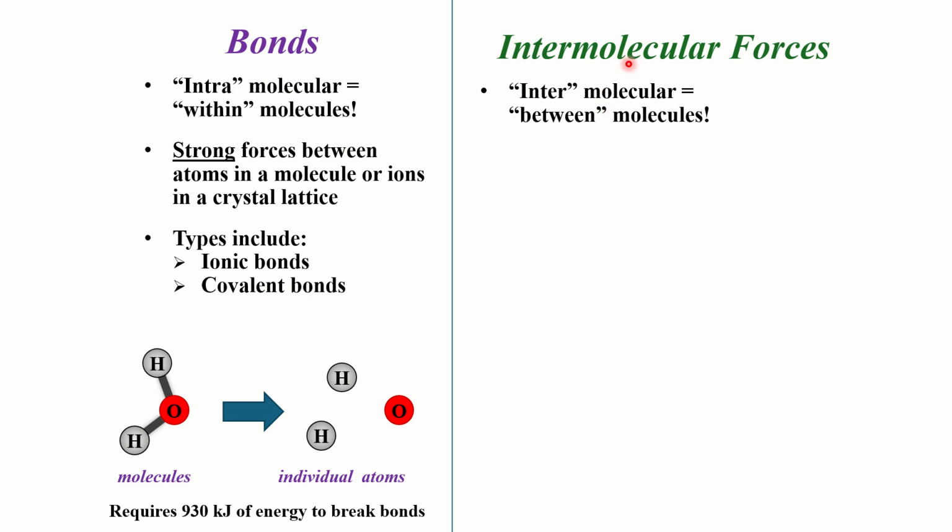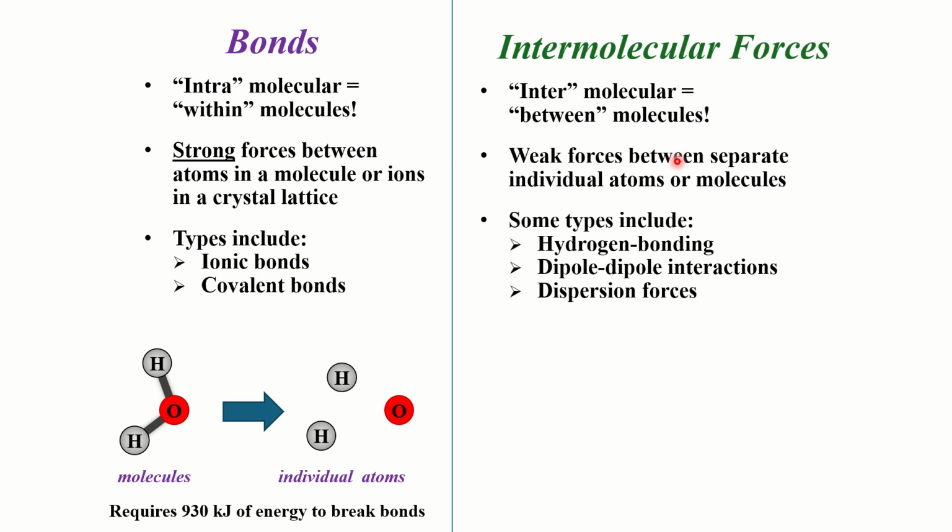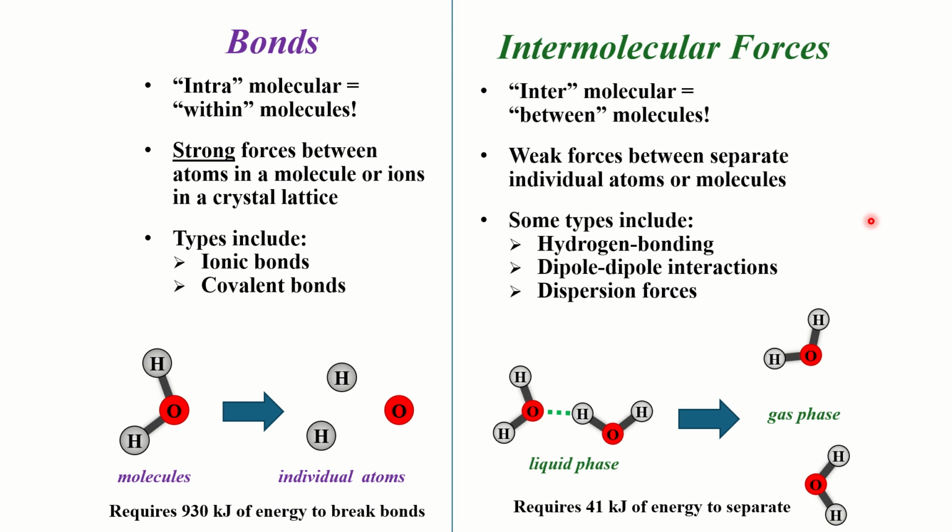Intermolecular forces, again, inter meaning between. So these are weak forces that are between separate individual atoms or molecules. Again, the three types we're going to look at are hydrogen bonding, dipole-dipole interactions, and dispersion forces. So right here, this is an example of hydrogen bonding. These two water molecules interact via hydrogen bonding. So this right here is a hydrogen bond.